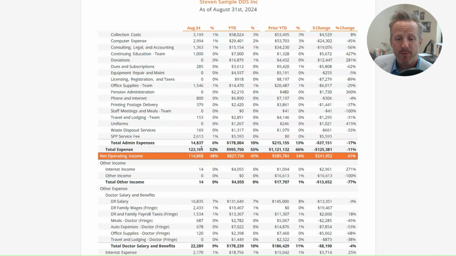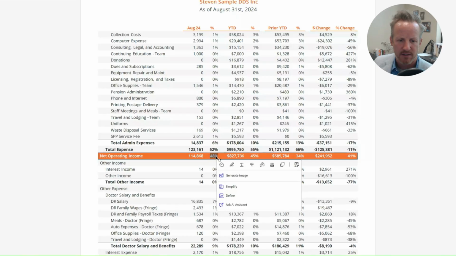But what this allows me to do is say, okay, for the month, Dr. Steven Sample here had a net operating profit of 48%. So a lot of times you hear this sort of rule of thumb that your profit should be 40%. Okay, well, that's what this number is. And this doctor did 48%. That was a good month.